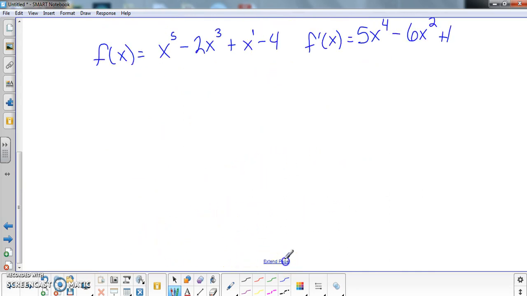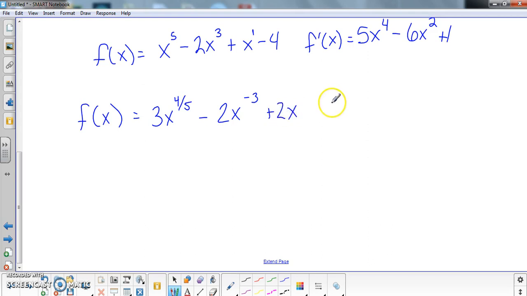Now, let's do one last one, and let's make it a fun one. Let's do f of x equals 3x to the 4/5 minus 2x to the negative 3 plus 2x. Okay, so here we go. Take the derivative.